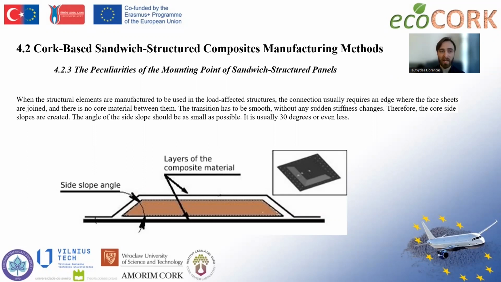Therefore, the core side slopes are created. The angle of the side slope should be as small as possible. It is usually around 30 degrees or even less. You can see it very clearly in the picture below, where the attachment points will have no core material, just the stiff sheet plate.